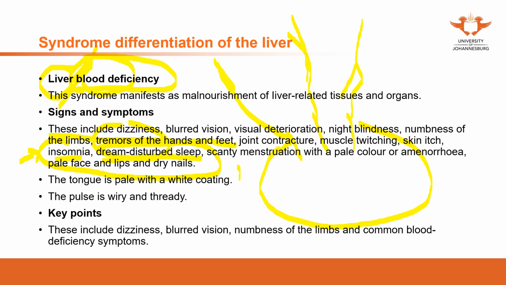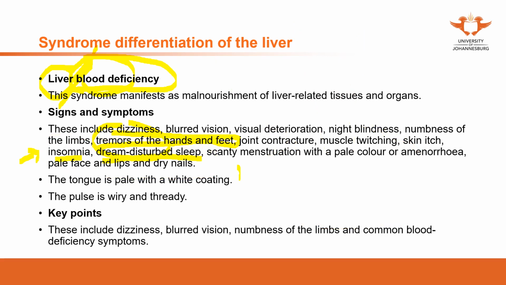Tremor of the hands and feet. When you see the word tremor, what do you think? Tremor is a kind of shaking of the hands and feet. So when you see the symptom of tremors, that's shaking, something moving, then you need to reflect. Now you should reflect to wind. So this is a situation where the wind has actually been generated from the blood deficiency.